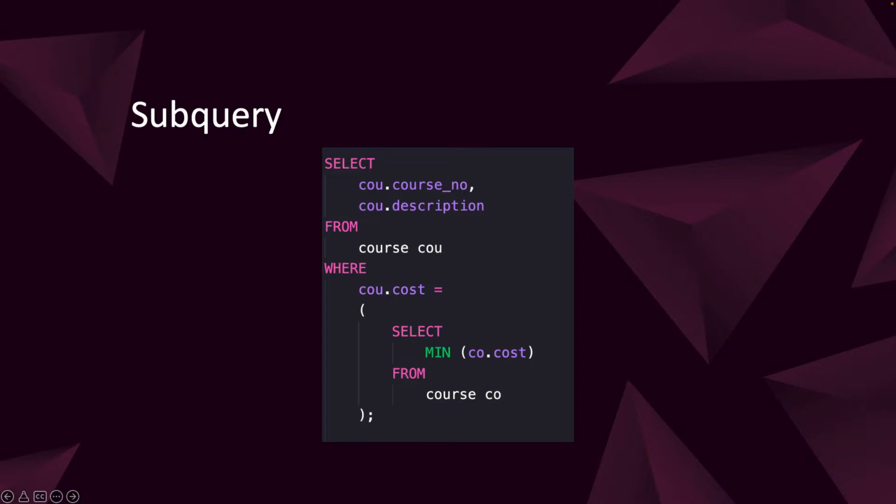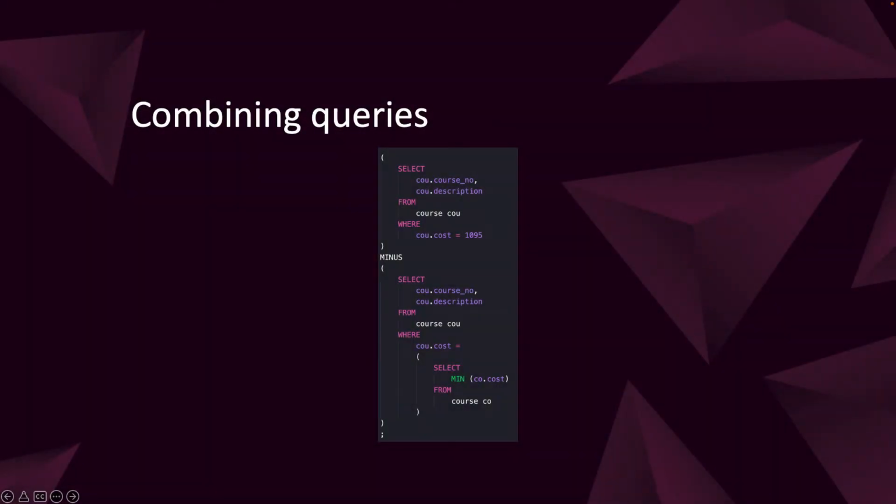And so I select course number and description from course COU, and then in my where clause, instead of a hard-coded value, I'm writing the cost is equal to that subquery of min of the cost from course CO. We can use that subquery approach to make sure that matches. And so we combine those two queries together using the minus operation.